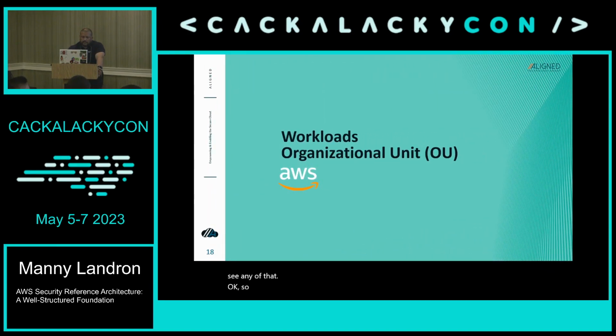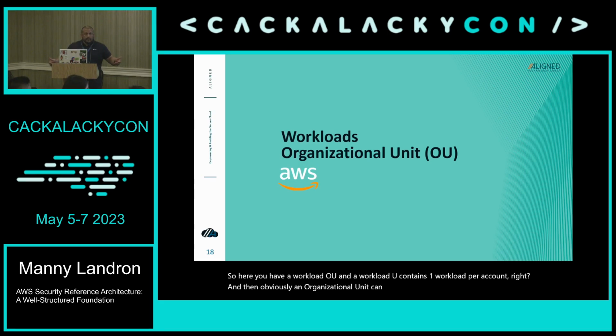Okay, so here you have a workload OU, and a workload OU contains one workload per account, right? And then obviously an organizational unit can have more than one account. There is a limit, though, just like Active Directory. I think with Active Directory, it's best not to go beyond 3 nested OUs. I think in AWS, I think now it's 5, right? So you want to avoid nesting too many OUs. I'm not sure that I have seen that, nesting beyond 1 or 2 OUs. It's just not very common. It might be something you come across, though.